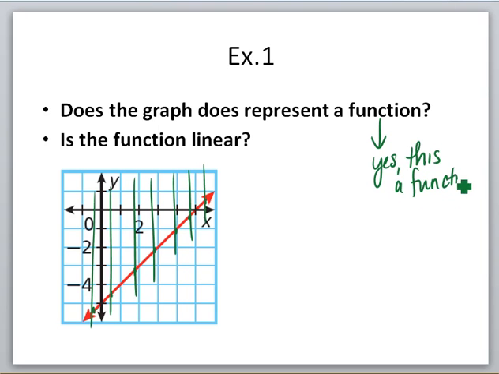Now, because it's a function, I will go ahead and answer the second question. Is it a linear function? And the answer to this is yes. And the reason for that is because it forms a straight line. So it is a straight line.